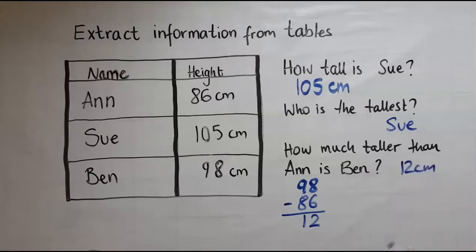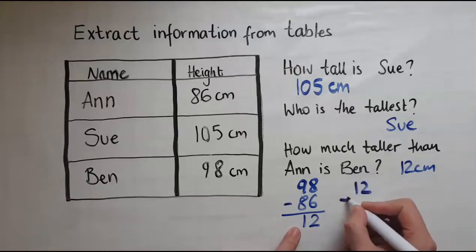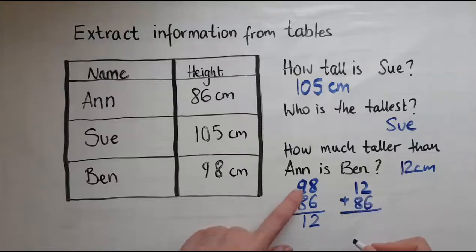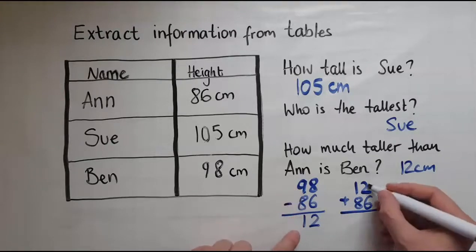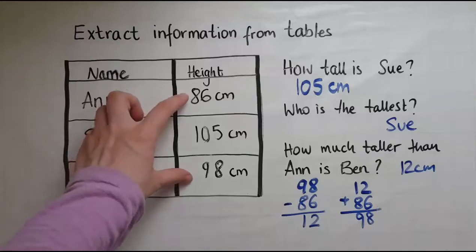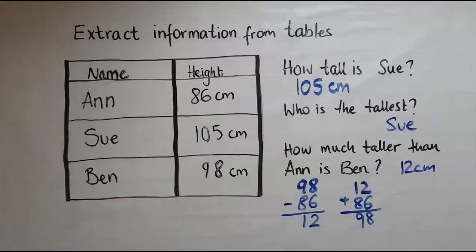12 centimeters. But before I move on, I would like to check that I've got this right. So I've got 12 centimeters. If I add that to 86, so I'm doing the opposite to check whether that gives me 98. So 2 and 6 gives me 8, 1 and 8 gives me 9. So my answer was right, because when I add that to 86, it does give me 98. So the difference between them two was 12 centimeters. So these are just some of the examples, but there could be other questions as well.